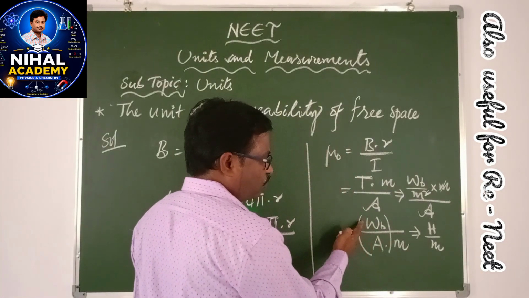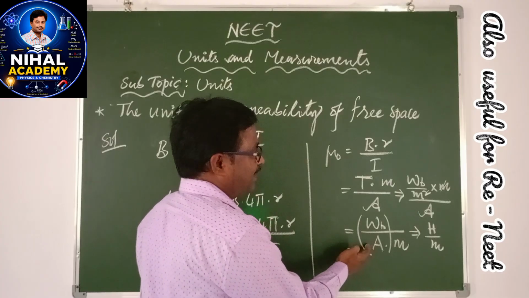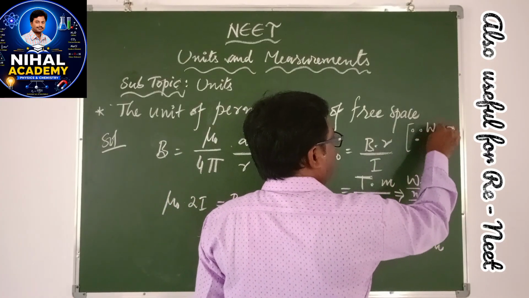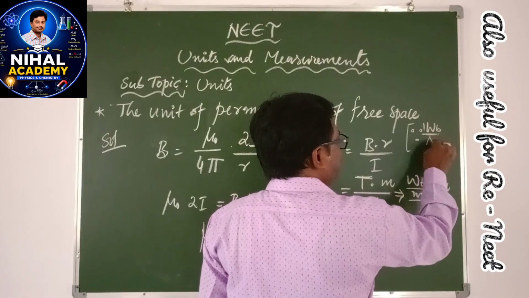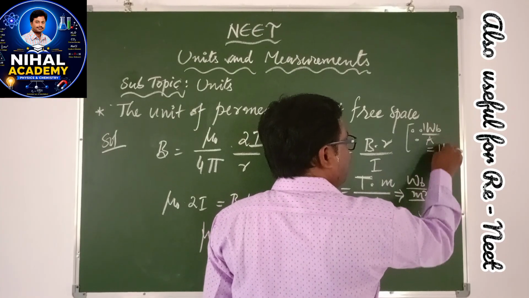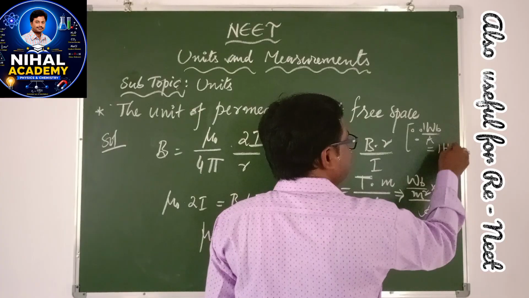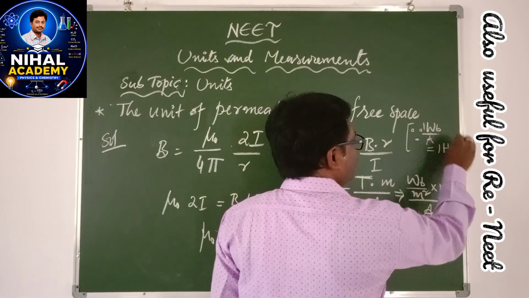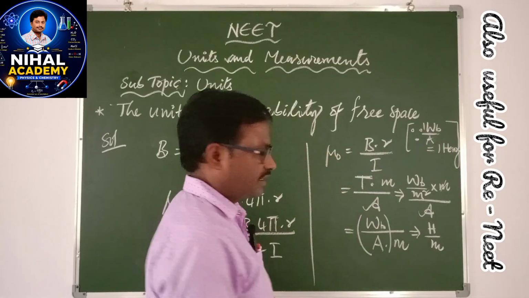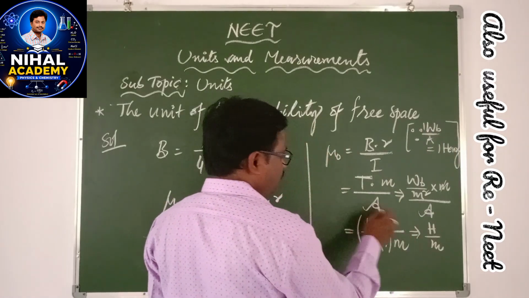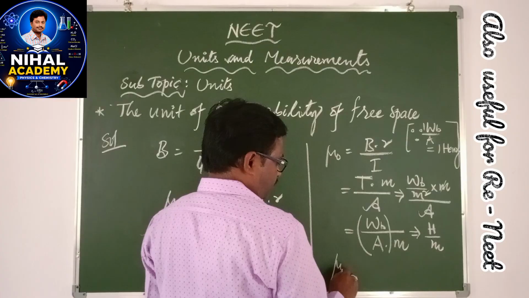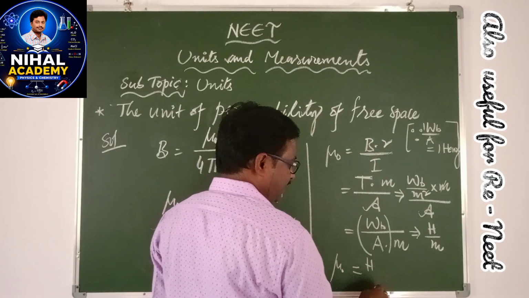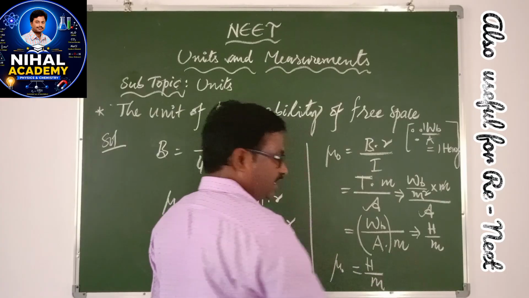So 1 Weber by ampere is equal to 1 Henry. So the unit of permeability of free space mu naught is equal to Henry by meter, Henry per meter.